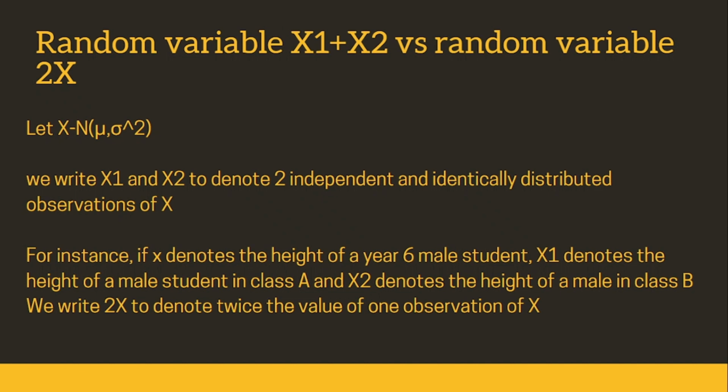So let's say for instance, if x denotes the height of a year 6 male student, and x1 denotes the height of a male student in class A, and x2 denotes the height of a male in class B, we write 2x to denote twice the value of one observation of x. So x1 plus x2 is two different people. 2x is twice of one person.